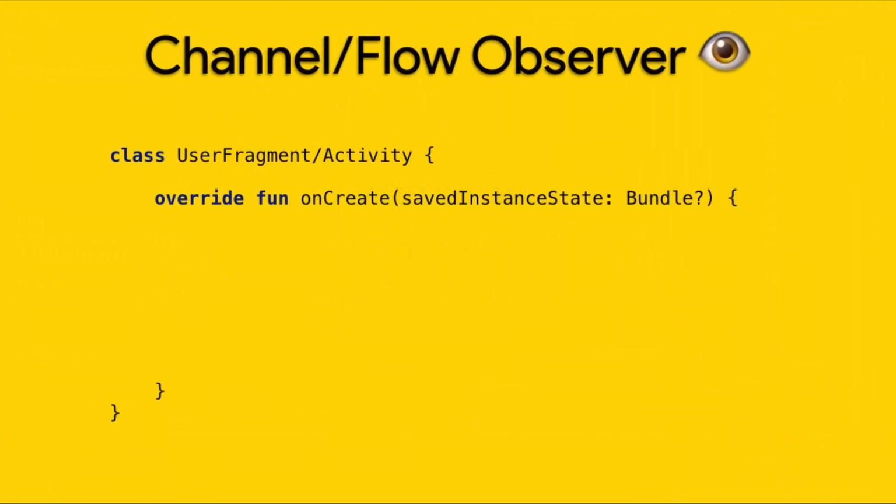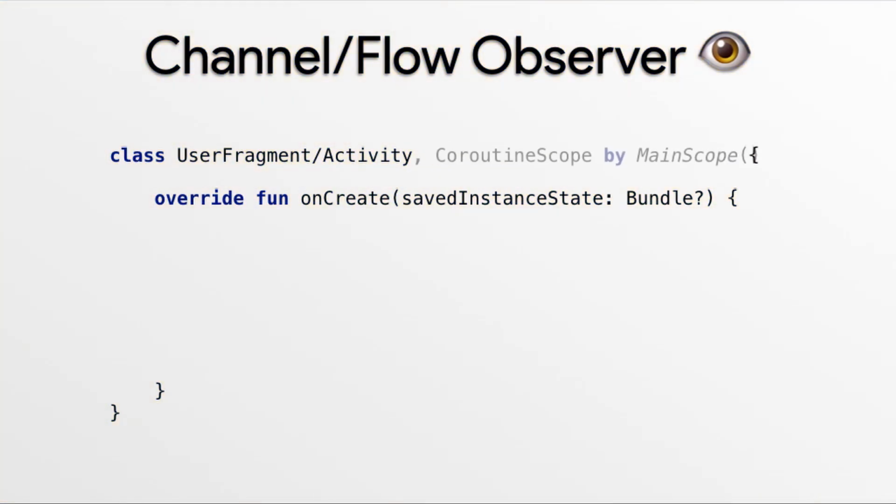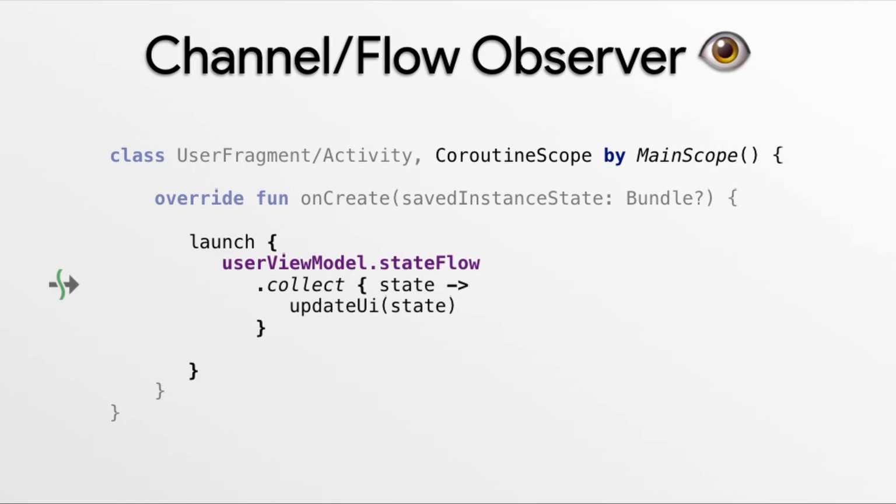So how do we observe? Well, first off, we have to have a scope of some kind. I found this to be the easiest, not necessarily the best, but then that means we can launch a coroutine, like so. And we said on main scope, so this will launch automatically on the main thread. And then we have a user ViewModel.stateFlow. So this is the state object that we are observing, and we are collecting the values in that object, and every time there's a new value, it will update the UI with the new state.